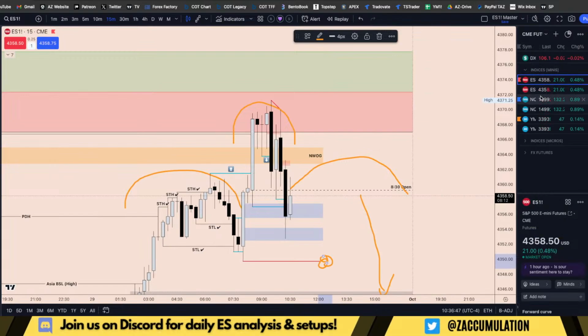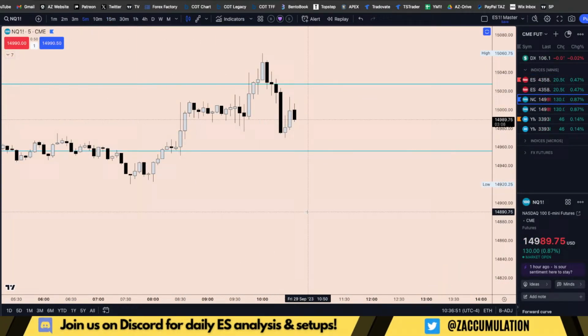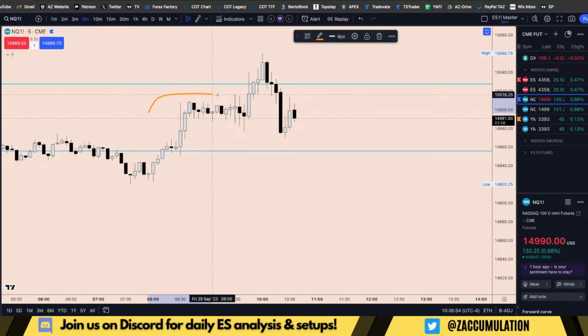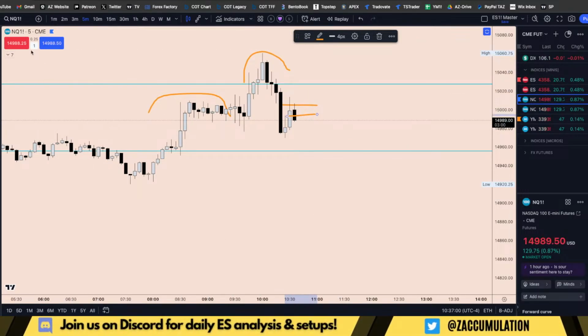Let me check NQ quickly. Go to the 5. NQ looks cleaner, because here we have that left shoulder. We swept all that buy side. We have a bearish fair value gap. Yeah, perfect. I like that chart more than anything I see on the ES chart.